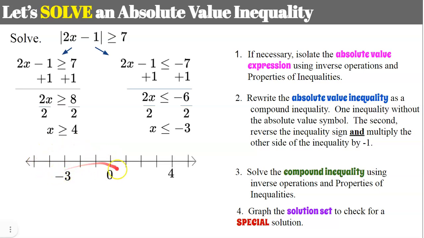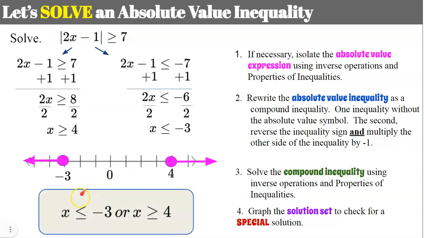Here's my number line with the values I need. I need a closed circle on 4, closed circle shaded to the right because it can be greater than, closed circle because it can be equal to, and shaded to the left because it's less than. You can see we have a union, so we need an or. X is less than or equal to -3, or x is greater than or equal to 4 is our solution.